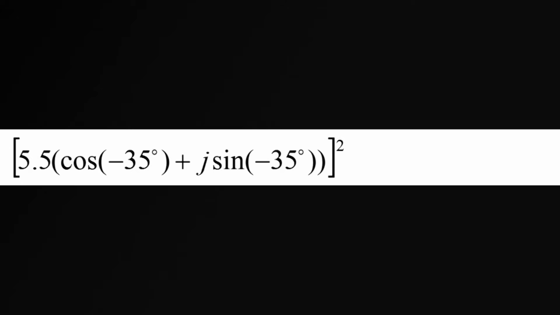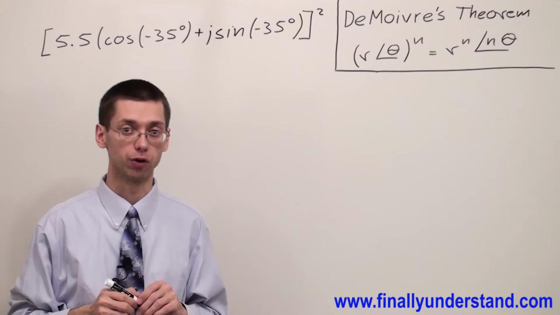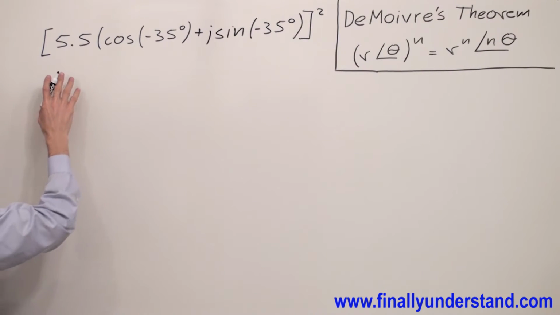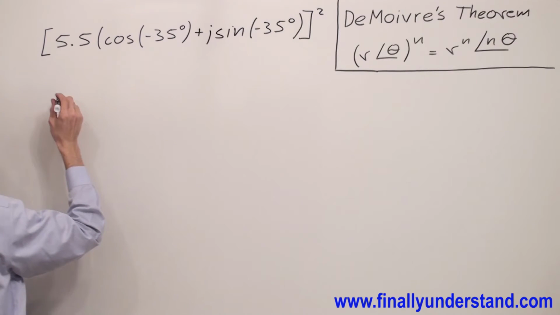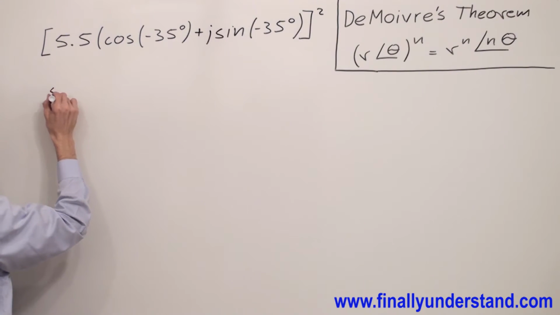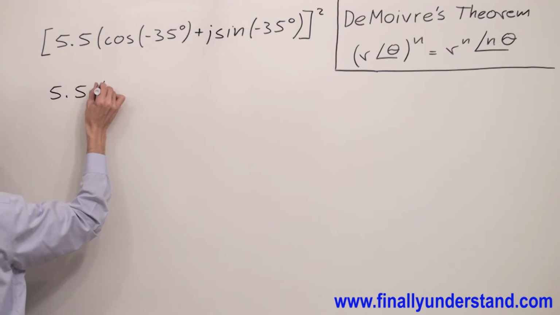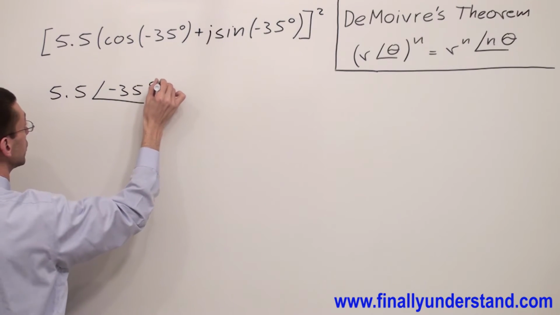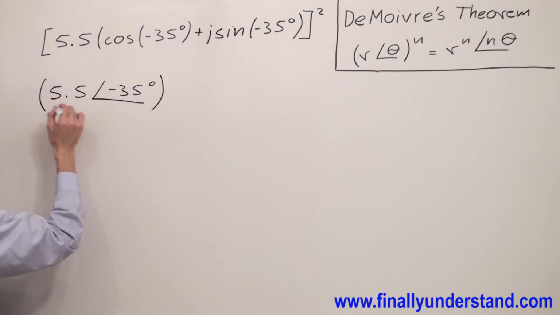This time we're supposed to raise the complex number expressed in trigonometric form to the second power. Again, we're supposed to convert trigonometric form to polar form, which is equal to a magnitude of 5.5 and an angle of negative 35 degrees. Everything is raised to the second power.